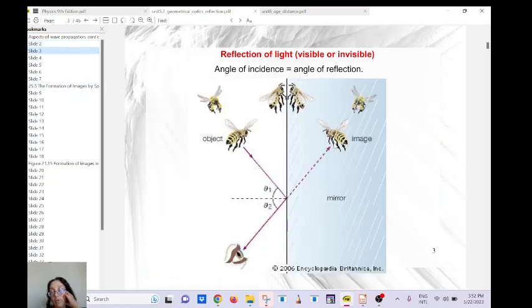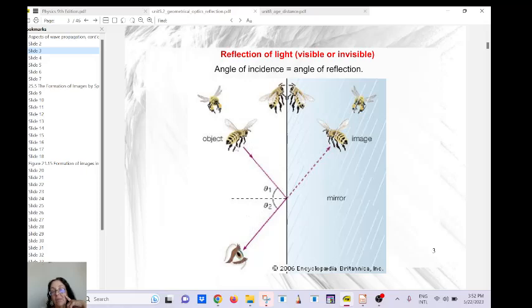So what you see in the mirror is called a virtual image. So you see it's not enlarged, it's not reduced, it's the same size as the object. The distance between the mirror and the object equals the distance between the surface of the mirror and the image.